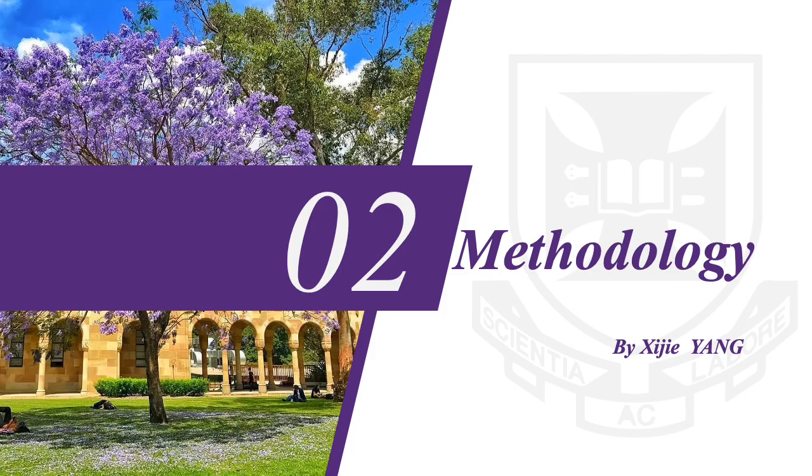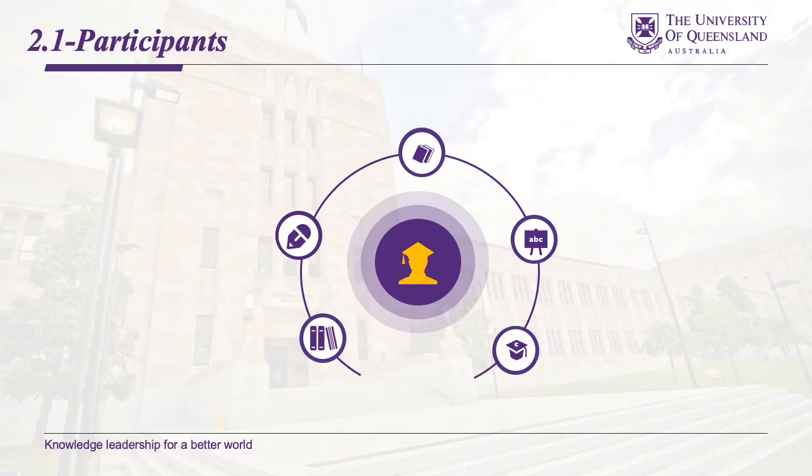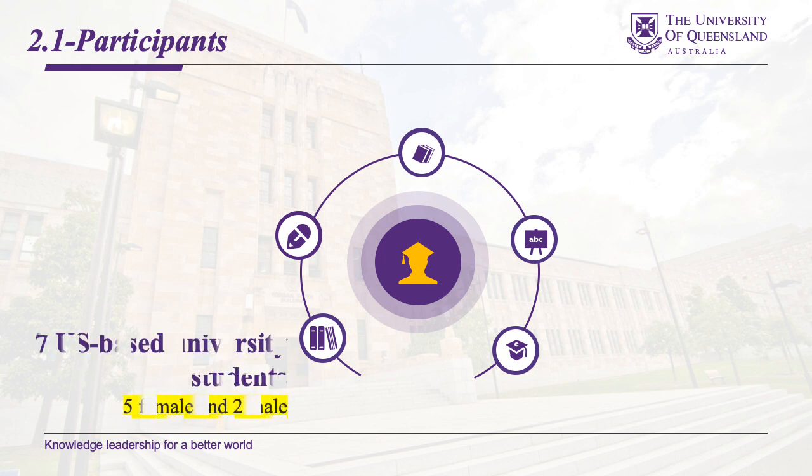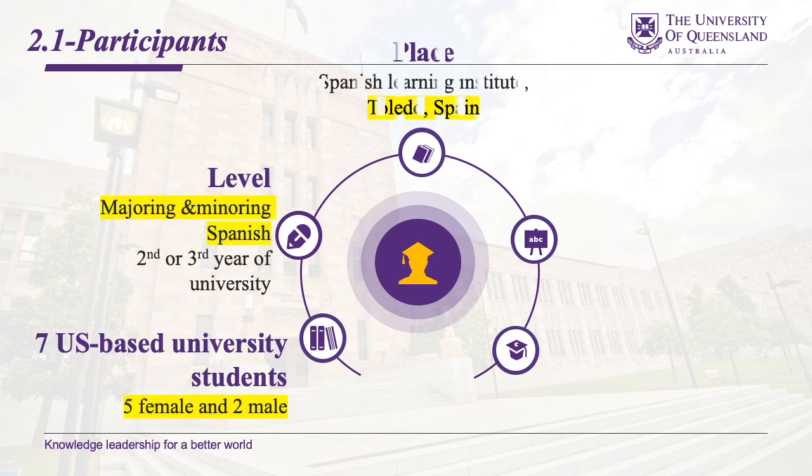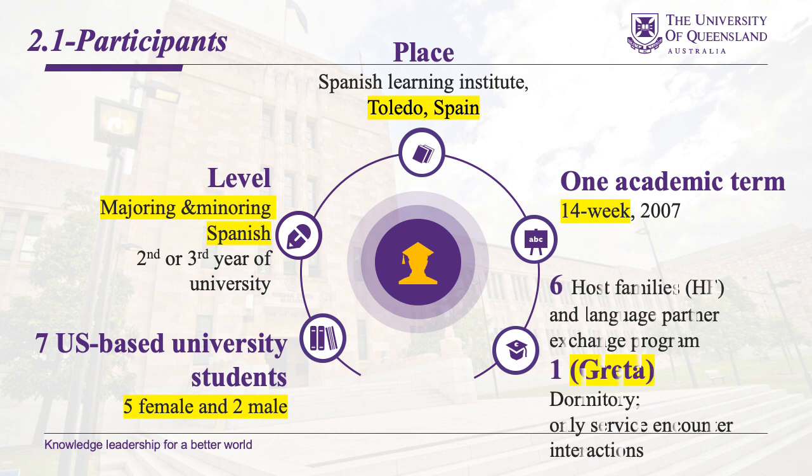Hi, this is Xijie. I'm going to talk about the methodology. First, participants. In this study, 7 American university students participated, including 5 female and 2 male students. They were all native English speakers majoring or minoring in Spanish in the university. These students studied at the same Spanish Learning Institute in Toledo for one academic semester.